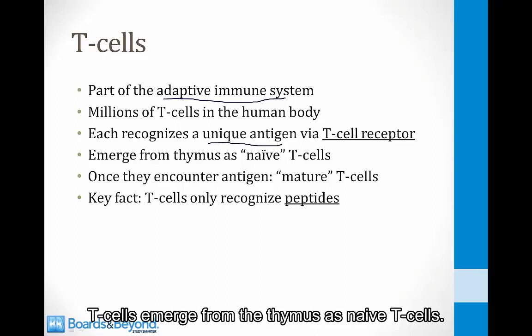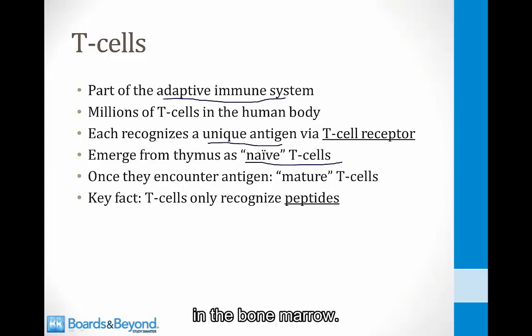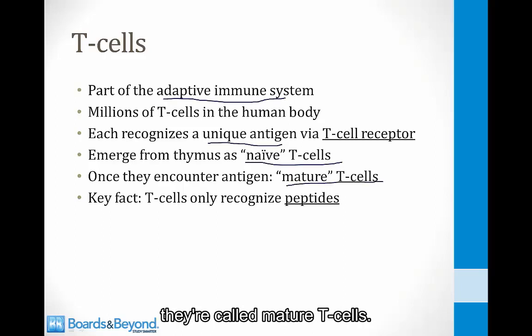T cells emerge from the thymus as naive T cells. They're called T cells because they mature in the thymus. B cells are called B cells because they mature in the bone marrow. Once a T cell encounters its unique antigen, they are called mature T cells.